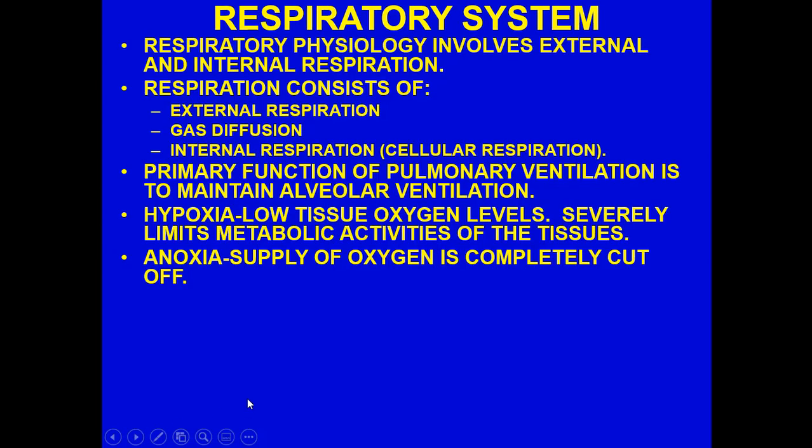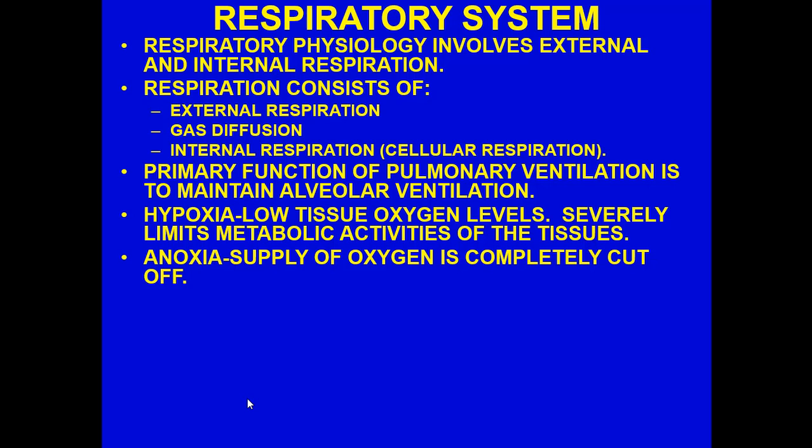Respiratory physiology involves external and internal respiration. Respiration consists of external respiration, gas diffusion, and internal respiration. This is also referred to as cellular respiration. Okay? The main function of pulmonary ventilation is to maintain alveolar ventilation. Basically, to help you think about this, external respiration occurs at the lung to the blood. Okay? Internal respiration occurs at the blood to the tissue site.